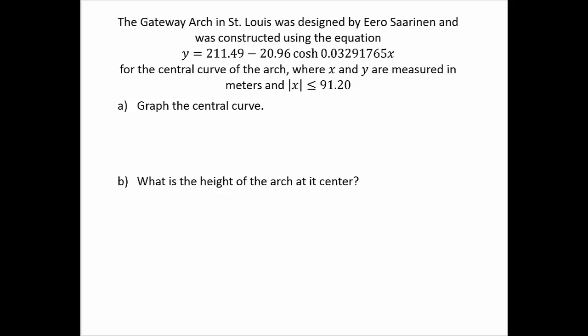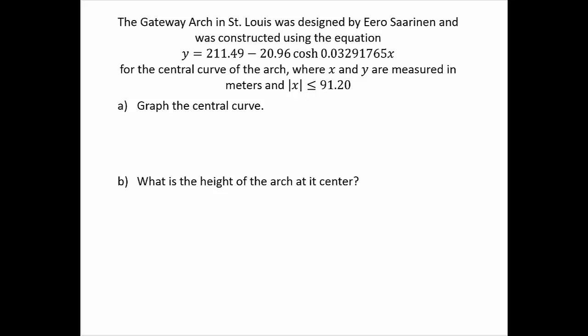So now let's see an application and learn how to use these functions on our calculator. We're told that the Gateway Arch in St. Louis was designed by Eero Saarinen and was constructed using the equation y equals 211.49 minus 20.96 hyperbolic cosine of 0.03291765x, for the central curve of the arch, where x and y are measured in meters and absolute x is less than or equal to 91.20.